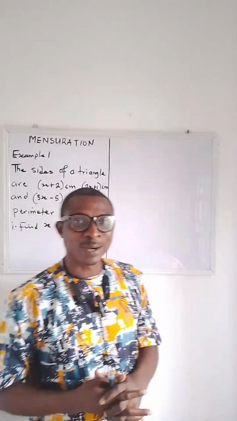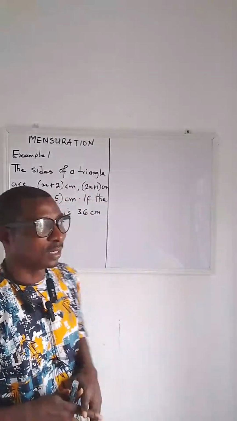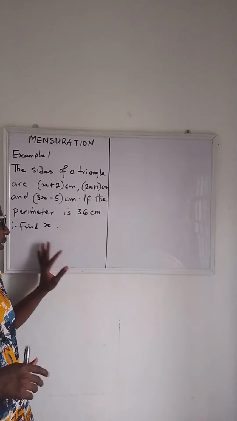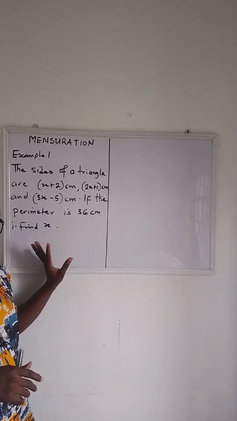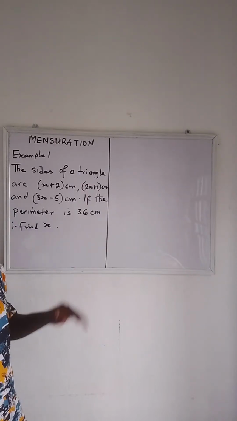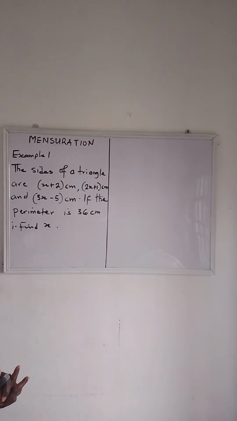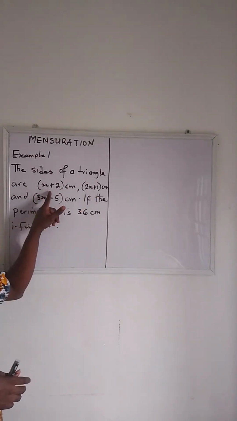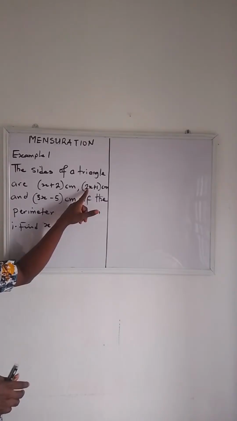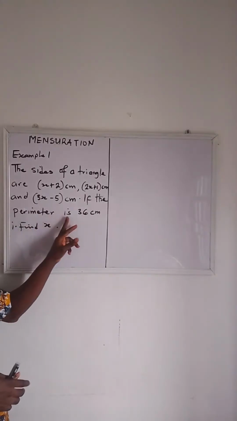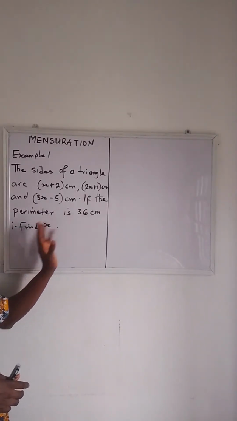So can we start with this first question? I think I solved this question in the last class, but some people said they don't really understand how I arrived at the answer. So I need to go through it again before we move down to what we're supposed to do for today. Now let's look at this question. The sides of a triangle are x plus 2 centimeters, 2x plus 1 centimeters, and 3x minus 5 centimeters. If the perimeter is 36, find x.